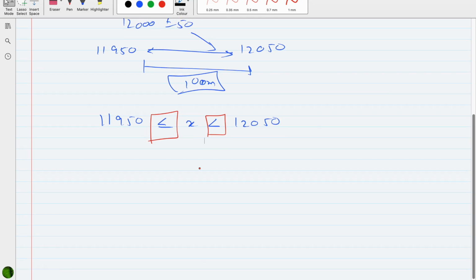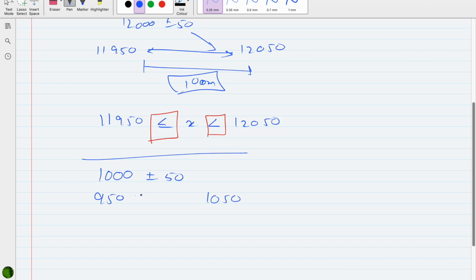Let me choose some easy values. For example, I say that this is 1000 plus minus 50. So if I write the upper bound, this will be 1050 and the lower bound this would be 950. Now if I have to round it back, when I round 950 I will get 1000, but when I round 1050 I will get 1100. That is why we are not actually choosing 1050. So this is the inequality, how we write it.